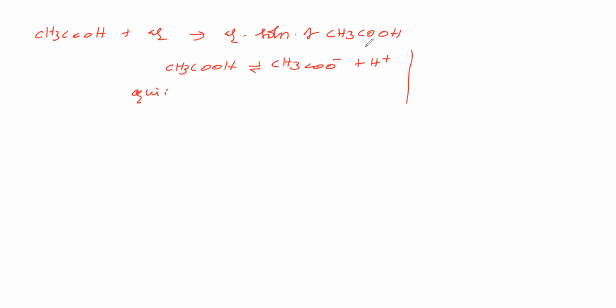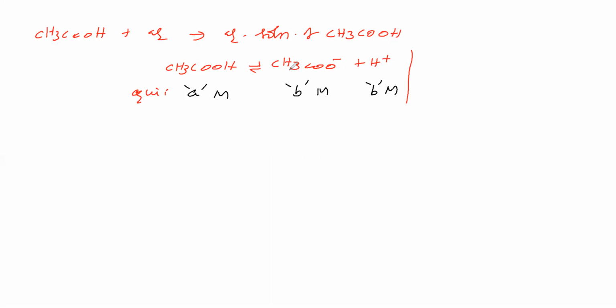At equilibrium, undissociated acetic acid will be there, with concentration suppose A molar. Acetate ion will be there, with concentration suppose B molar. H plus will be there, with concentration also B molar. The acetate ion concentration and H plus concentration have the same value, no doubt.